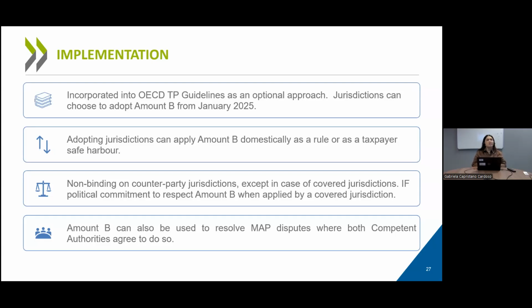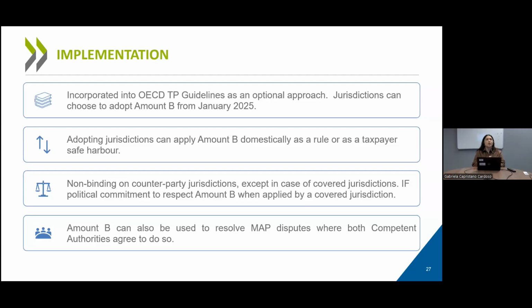Now, regardless of how a jurisdiction chooses to apply Amount B, the application of Amount B to tested party distributors in the Amount B jurisdictions is not binding on the counterparty jurisdiction, with the exception of when a jurisdiction applies Amount B and that jurisdiction is a covered jurisdiction according to the political commitment that was agreed by the Inclusive Framework.